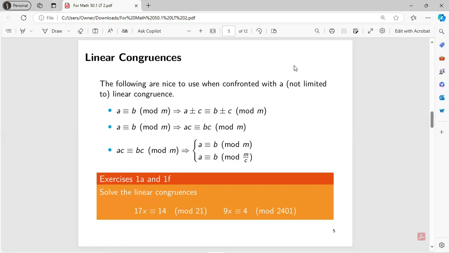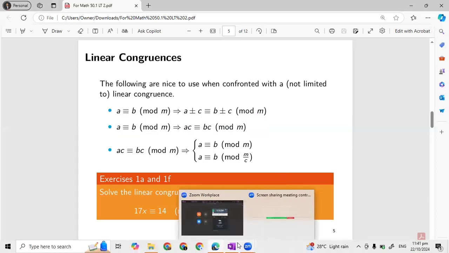So, pwede tayo mag-add or subtract both sides ng congruence. Pwede tayo mag-times. And the converse of the second one is not always true. It's only the case when M and C are relatively prime. So you need to make sure that C and M are relatively prime when you want the converse of this. So okay, paulit-ulit lang ako. Anyway, so let's apply that.